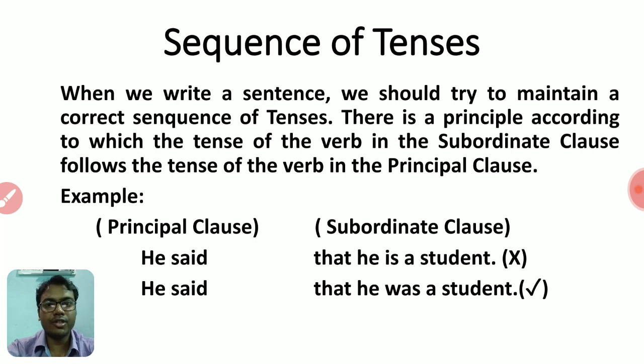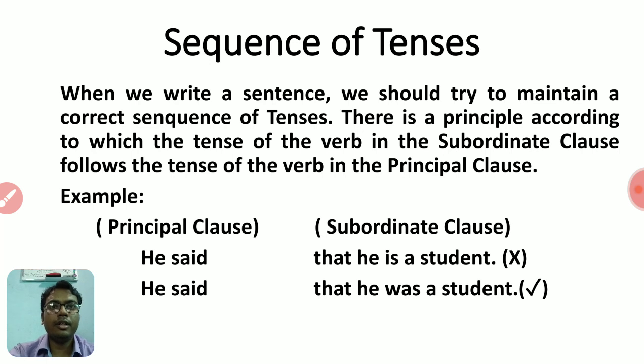Let's see the definition first. Sequence of tenses. When we write a sentence, we should try to maintain a correct sequence of tenses. There is a principle according to which the tense of the verb in the subordinate clause follows the tense of the verb in the principal clause. Now you have to understand that a principal clause is an independent clause and a subordinate clause is a dependent clause. A subordinate clause always depends on the principal clause for its meaning.